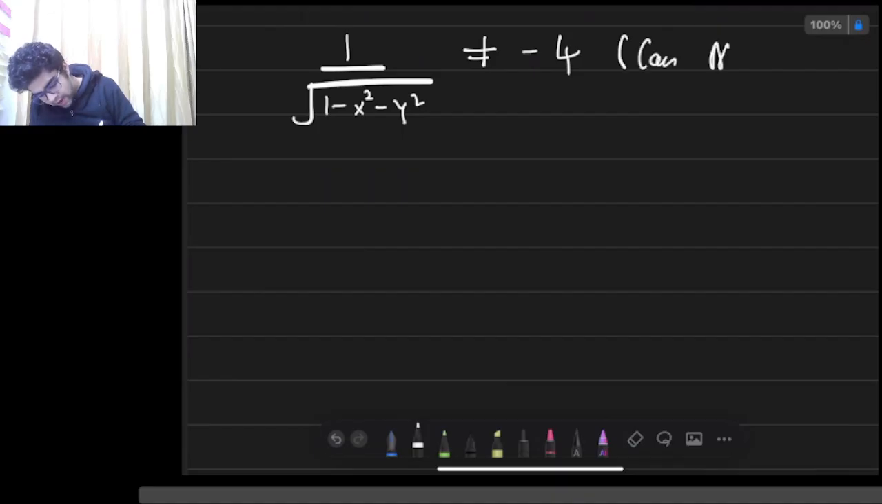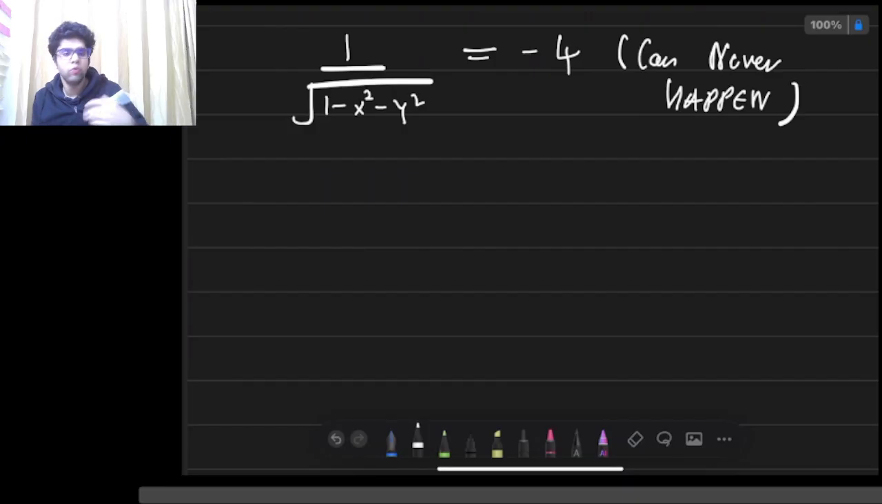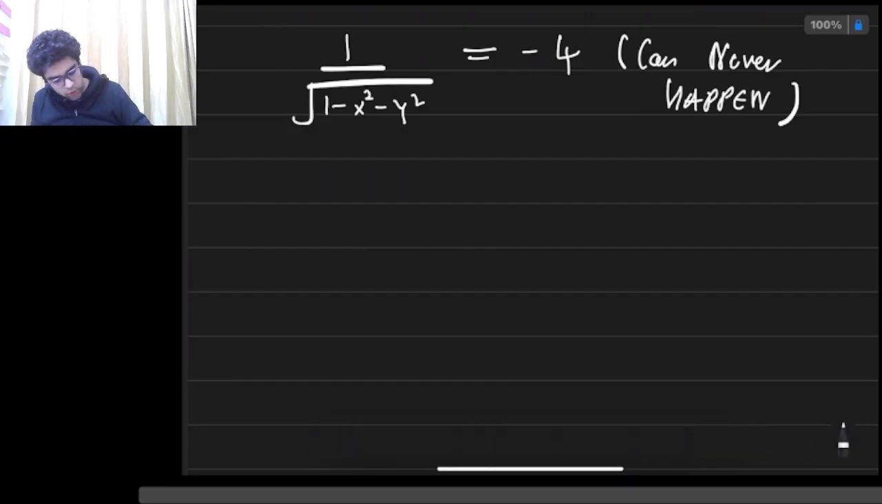Can never happen. 1 upon root of something equal to negative 4 can never happen, hence we reject this. So the only condition that we got by equating f_y equal to 0 is y equals to 0.